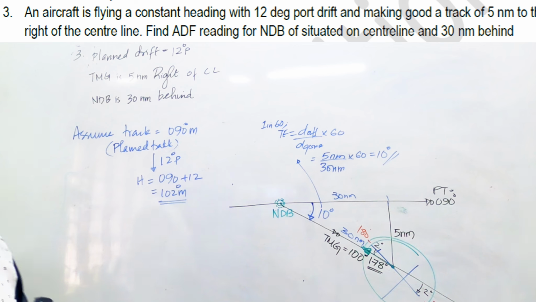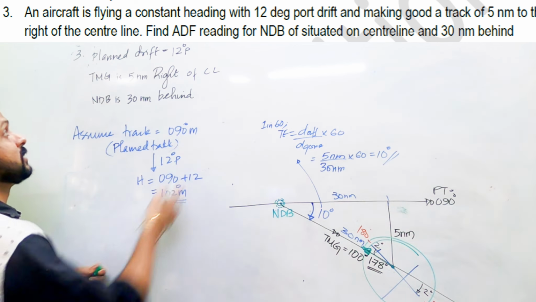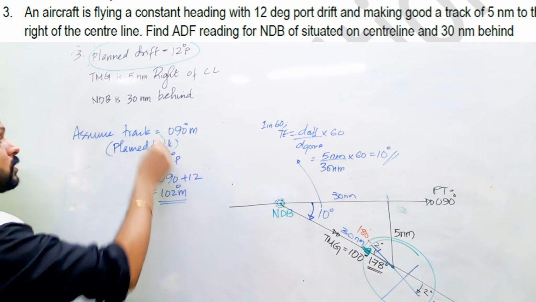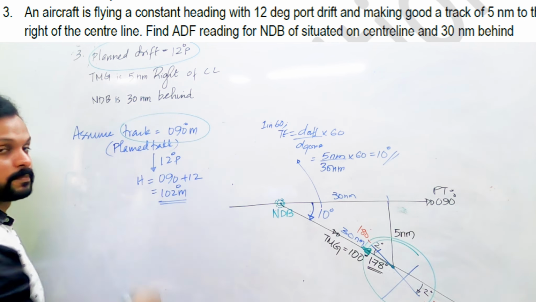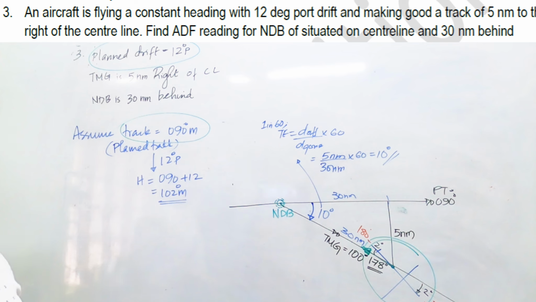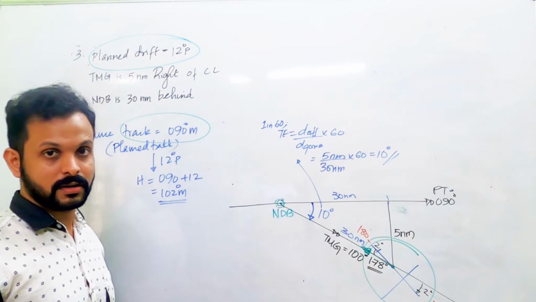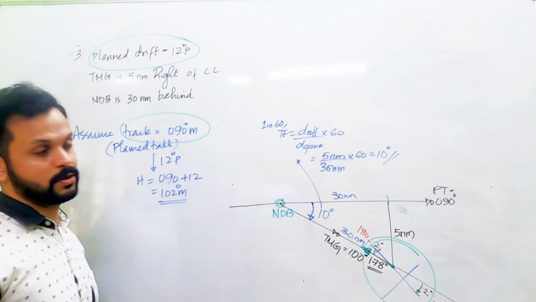So just to recap the main points here, number one, you have to understand that the drift is given as a planned drift. Therefore, whatever you find out is a planned track, not the actual track. What you find on the planned track is your destination. What you find on the actual track is your aircraft.